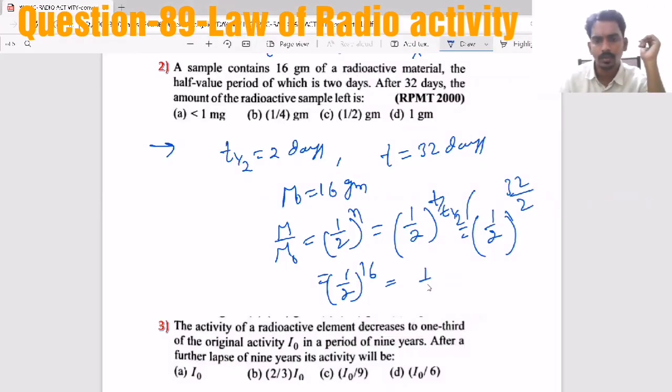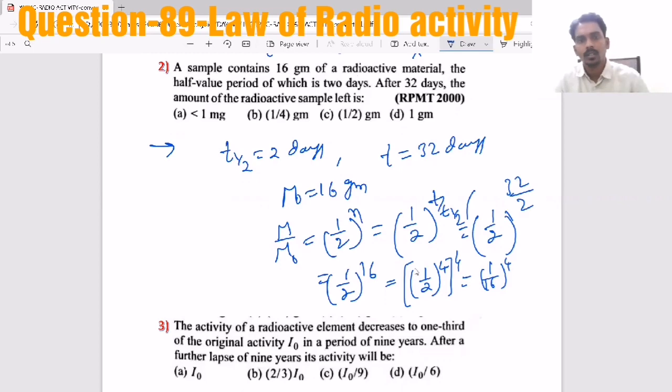Now it will become, see, 1 by 2 whole power 4 whole power 4 I can write. So that means 1 by 16 whole power 4. So the value will become very less. So not 1 by 4, 1 by 2, it is even very, very less. Your options are not suitable because m naught is 16. So it will become 1 by 16 into 16 into 16, very, very lesser value. So simply you can take less than 1 milligram.